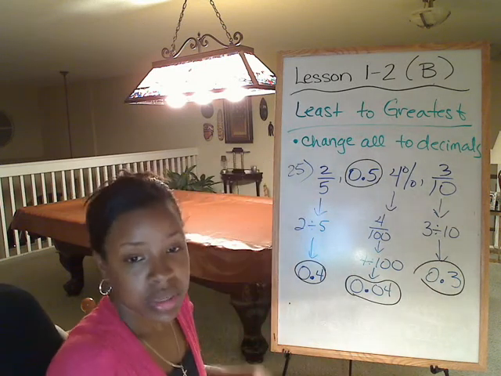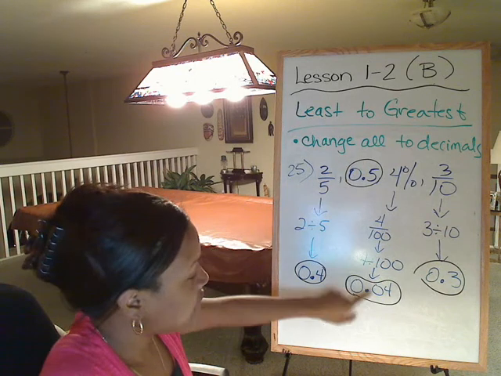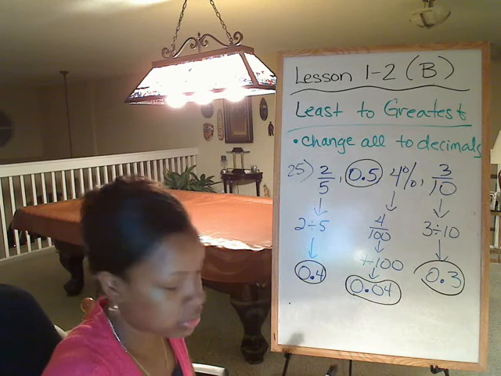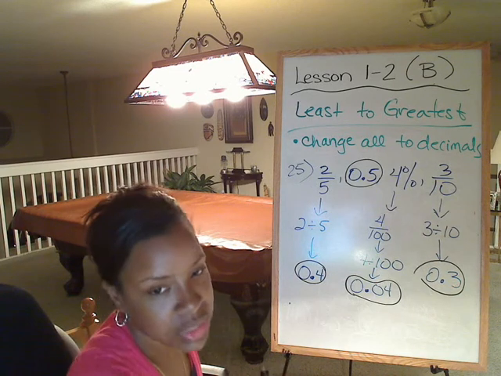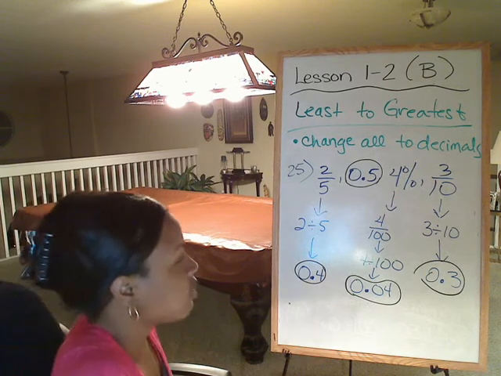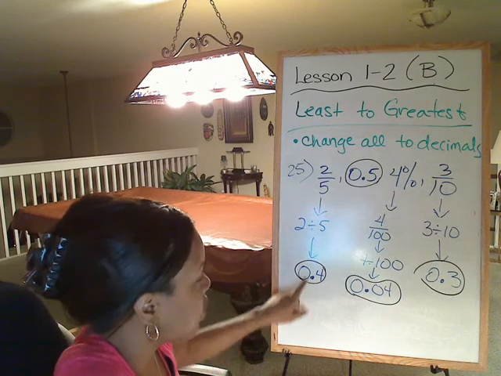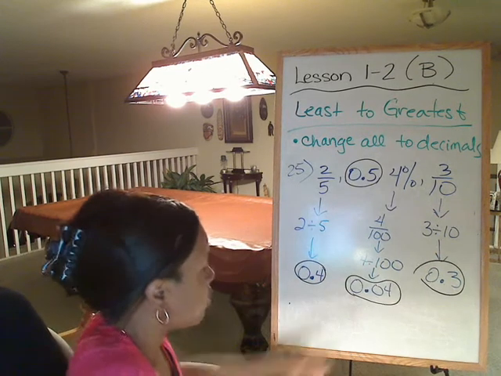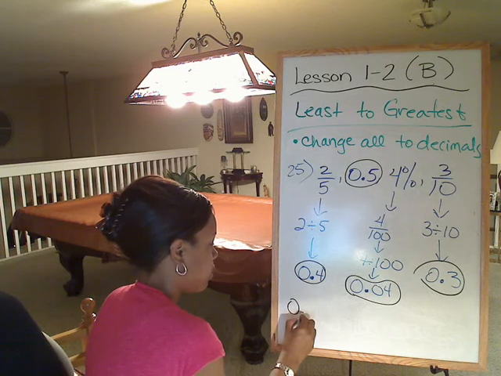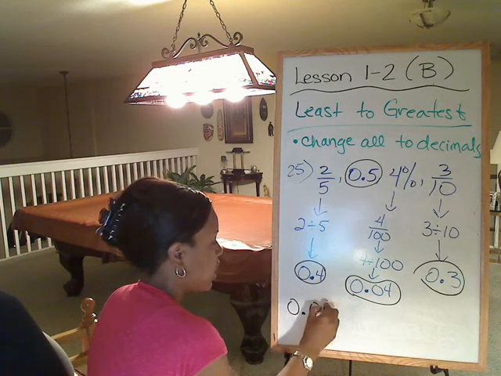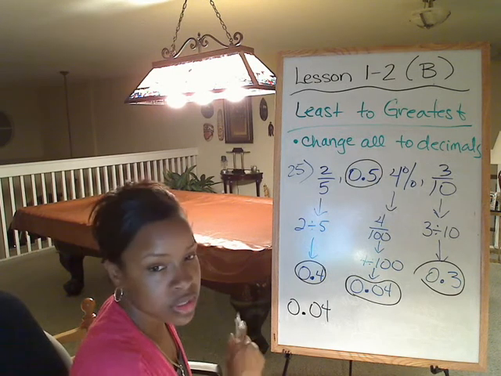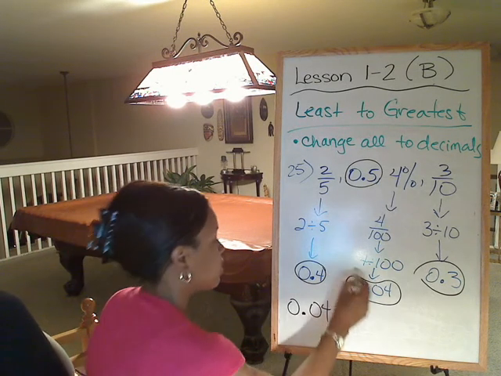Okay? So sorry about that. You have 0.4, 0.5, 0.04, 0.3. So we're looking for the order of least to greatest. Now it gets a little tricky with decimals because you can't just look at which one has the most numbers. For instance, the smallest decimal out of these 4 is going to be 0.04. And I'm just going to put them in order first, and then I'm going to go back and show you why. So 0.04 is the smallest.